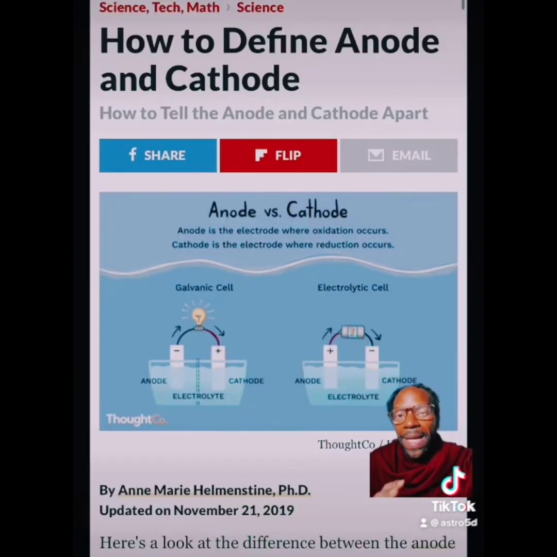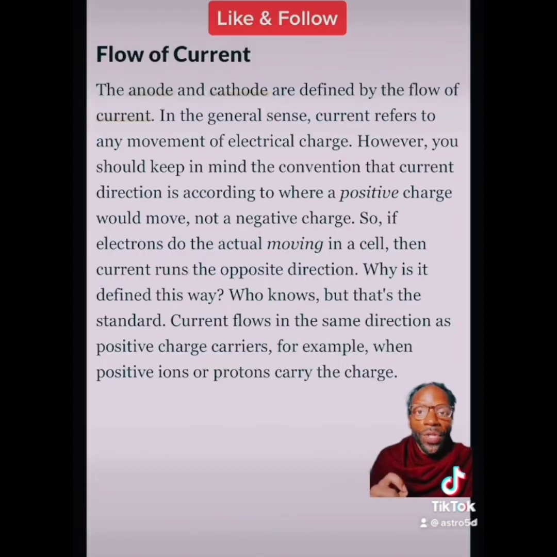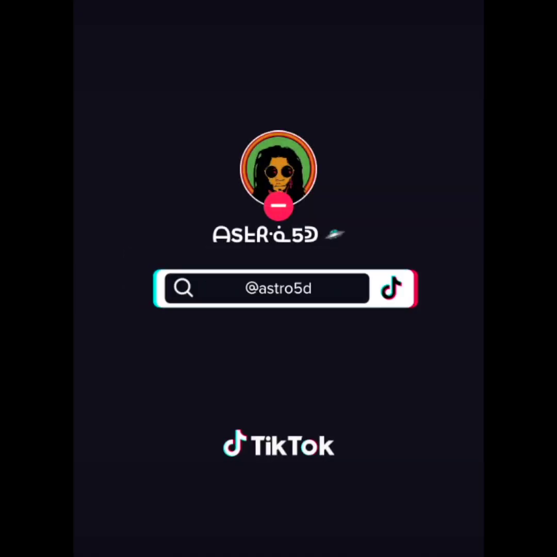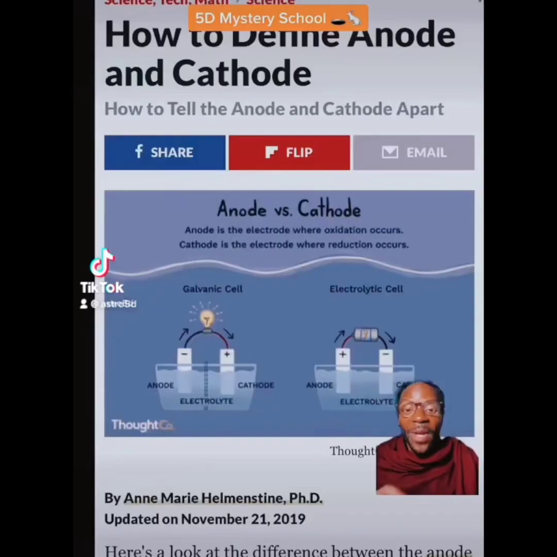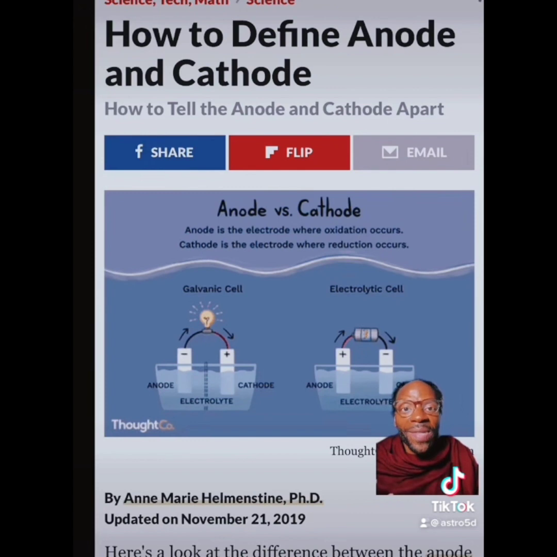Alright, so getting the technicalities out of the way, how to define an anode and cathode. And pause to read this. Primeval Waters, Part 11. Let's get into it. And this is take 2 since TikTok likes to restart the app on me. Haters. Okay, so getting into some technicalities. This is from Thought Company. How to define anode and cathode.